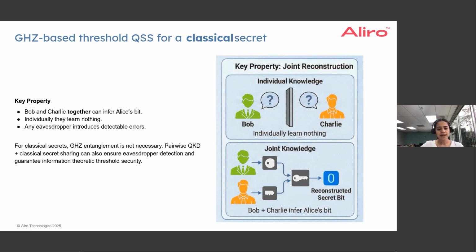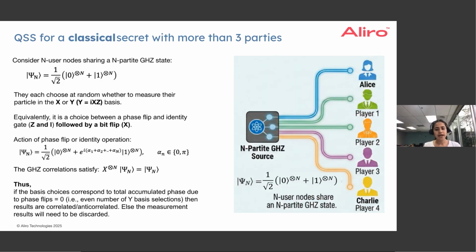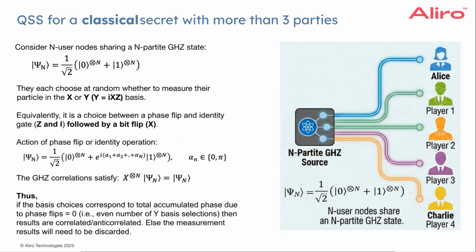So with that, let's also delve into how one can scale this to multiple parties. And in this case, one would rely on a multipartite GHZ state. Specifically, let's consider an n-partite GHZ state.